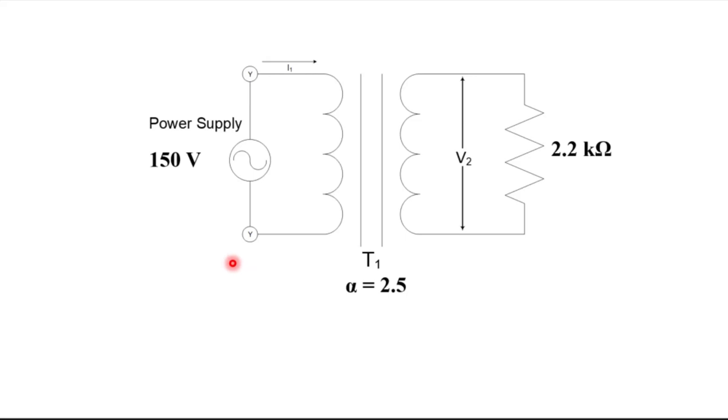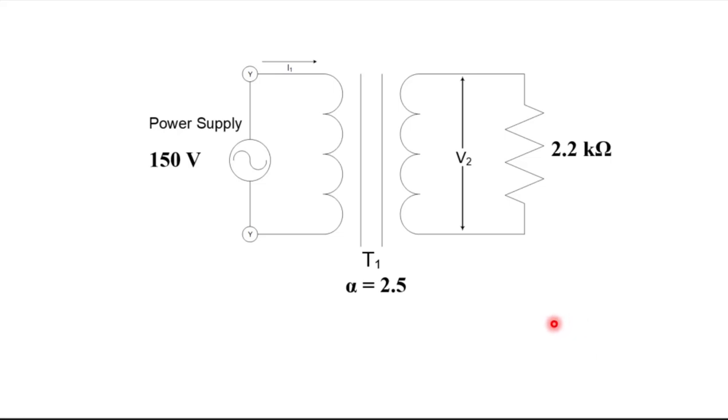Let's take a look at this example here. I have a power supply of 150 volts. My transformation ratio is 2.5, and I have a load of 2.2 kiloohms. And what I'm trying to find out is what is the current in the primary. I need to know that so I can put the proper protection on it, breaker or fuse. Well, I'm going to have to figure that out.